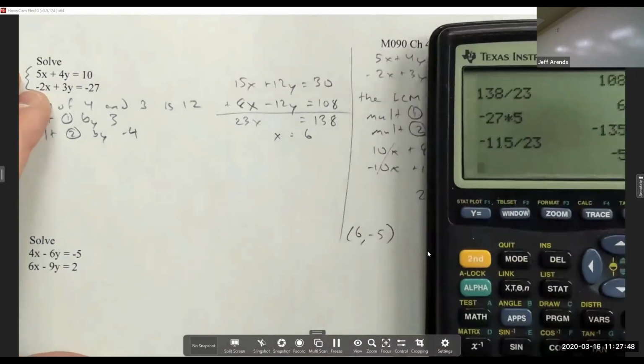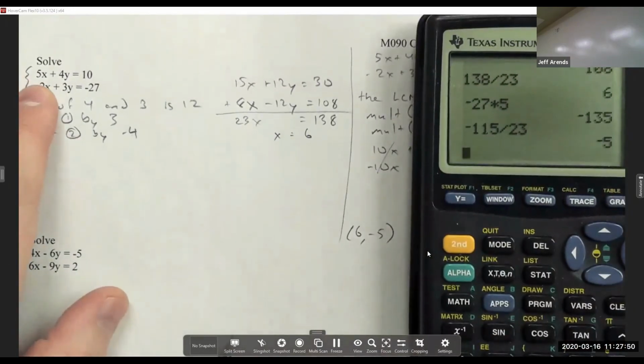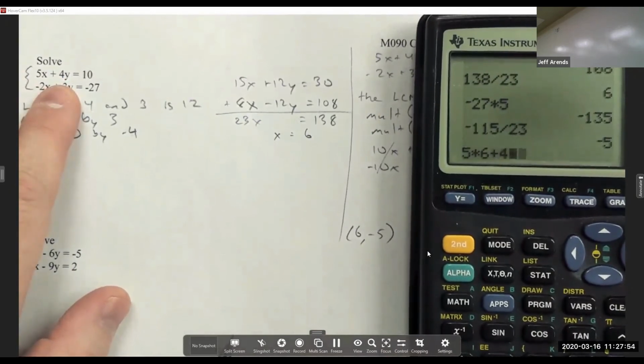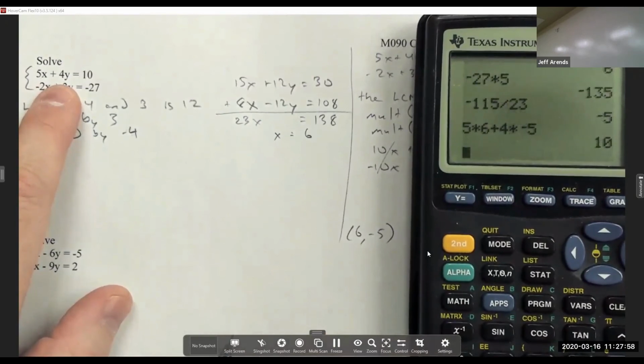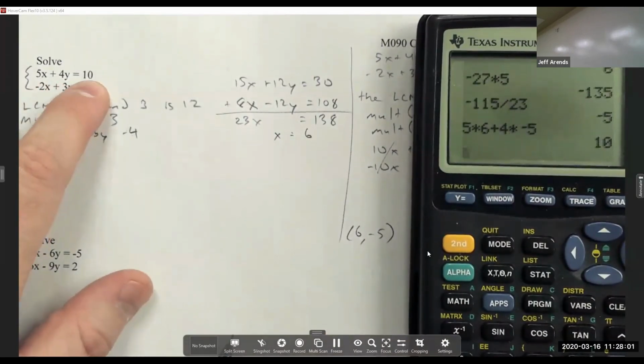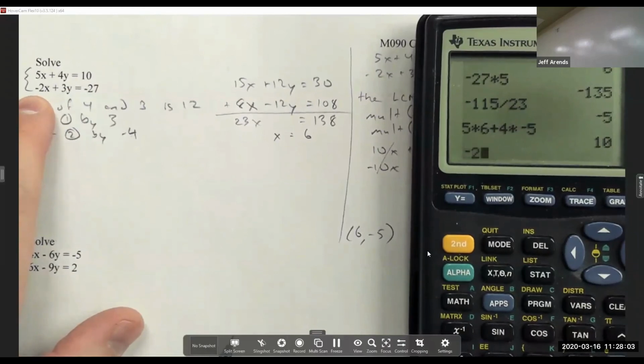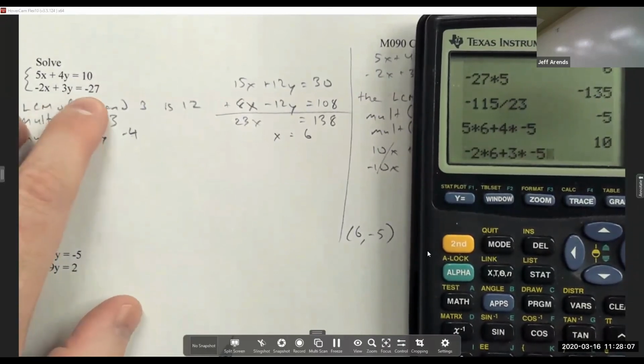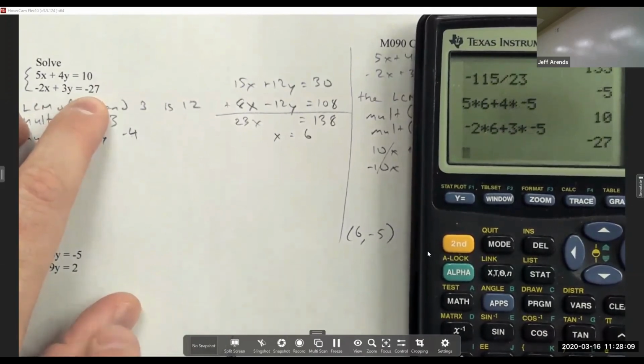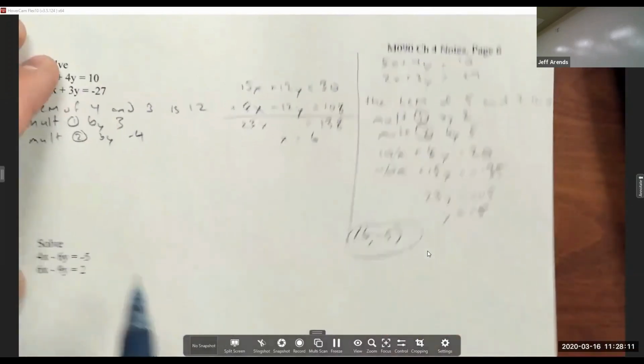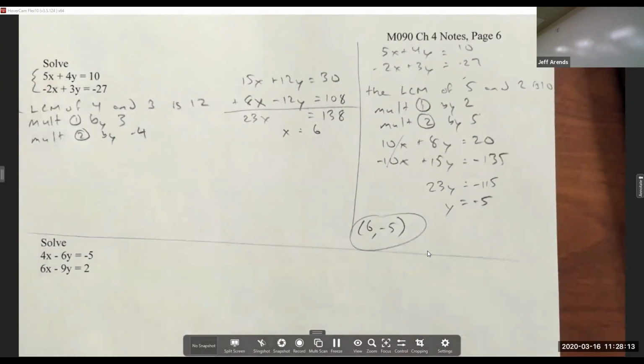I am going to check my work here, though, just to be safe, make sure everything works out. So for the first equation, you can see that evaluates out to 10 like I expected. For the second equation, negative 2 times 6 plus 3 times negative 5, I expect this to be negative 27, and it is. So I'm confident that that is the solution to the system of equations.